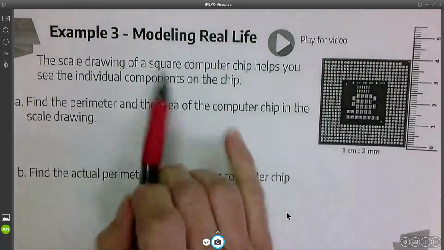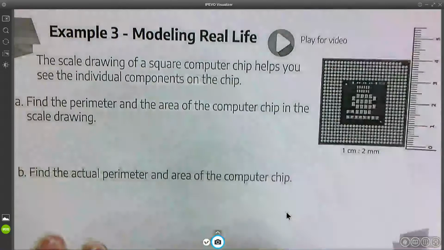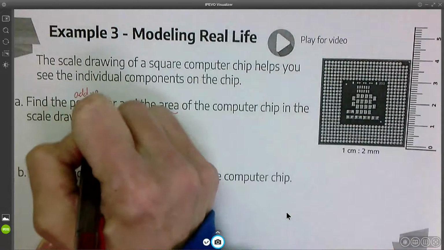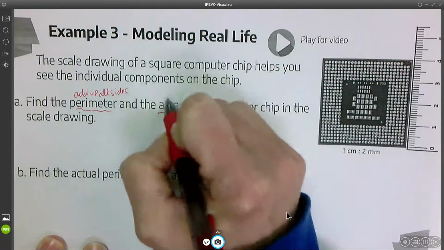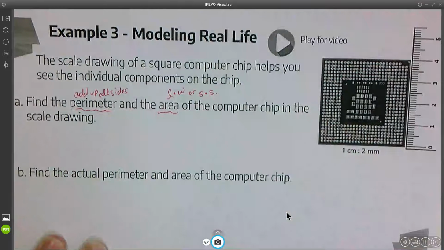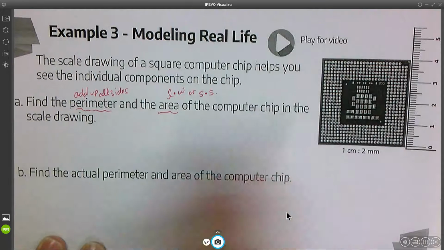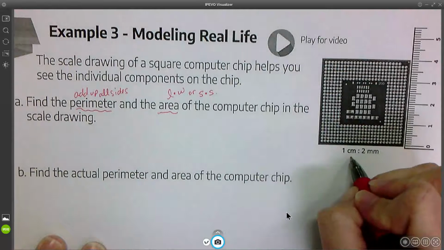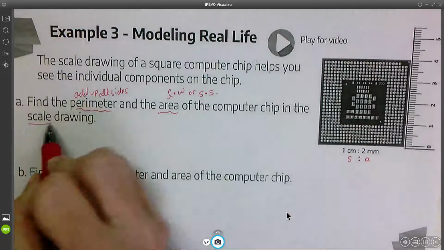But going back to the problem, we know that this is a square computer chip, and it's asking us to find the perimeter and the area. So when we hear perimeter, we should think add up all sides. And when we hear area of a square, we think length times width or side times side. Either one of those. So it says find the perimeter and the area of the computer chip in the scale drawing. So here we see the scale, and it's always the scale model to the actual, right? So this is the one they're talking about because it says in the scale drawing.